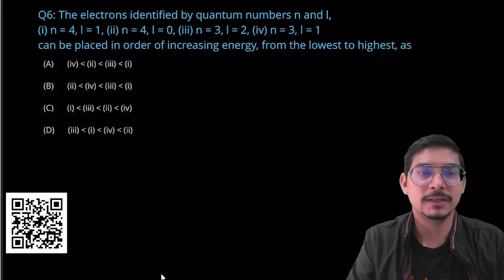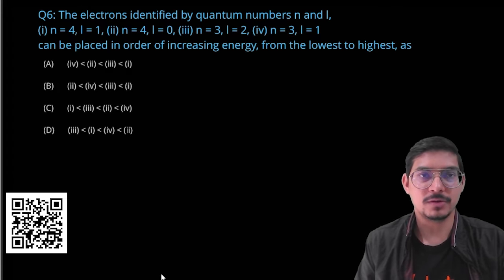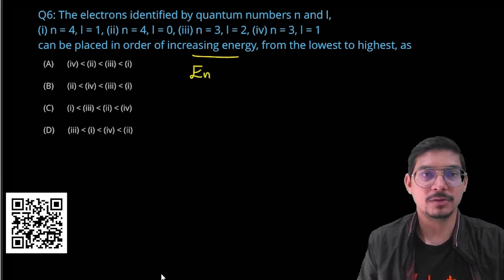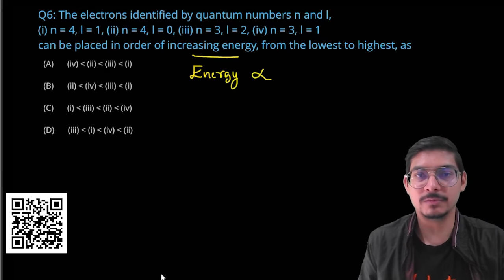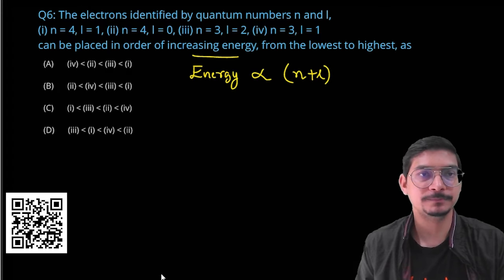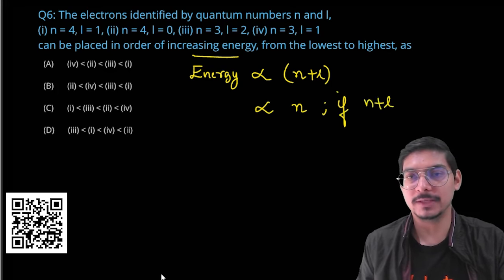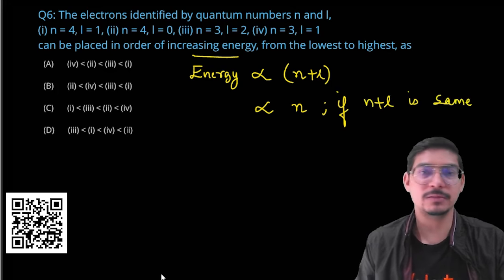Hi everyone. In this question, we are given 4 sets of values of n, which is principal quantum number, and L, which is azimuthal quantum number. We have to place these electrons identified by these quantum numbers in the order of increasing energy, as given in the 4 options. So we know that the energy of an orbital is directly proportional to the value of n plus L. That is, higher the value of n plus L, higher is the energy of the orbital. If the value of n plus L is same for 2 orbitals, then the energy is directly proportional to n. So if n plus L is same, then energy would be directly proportional to n.